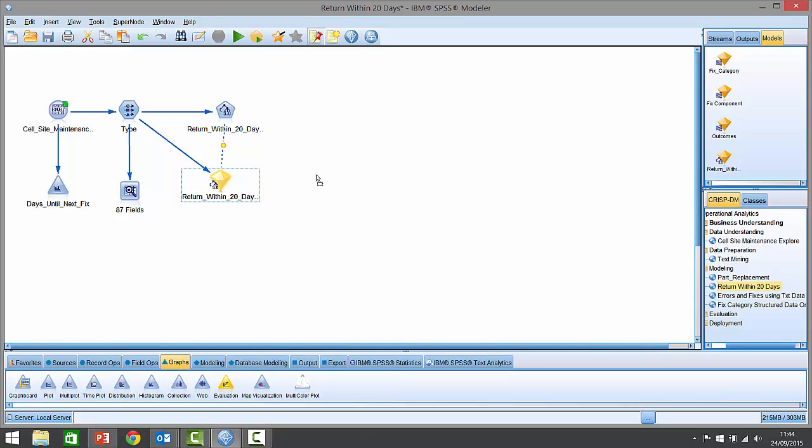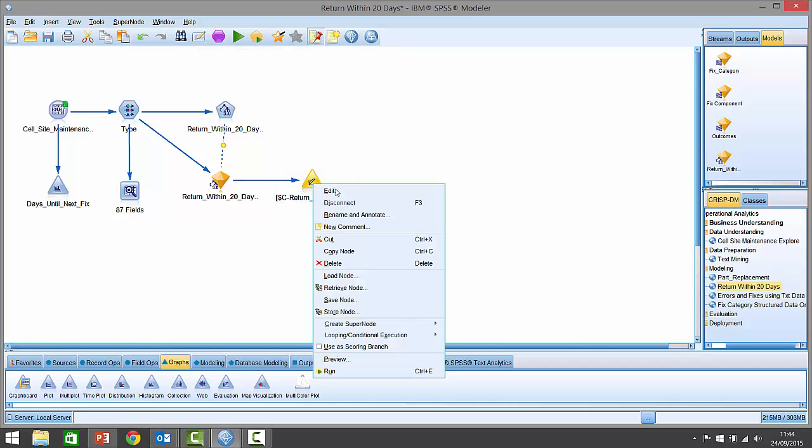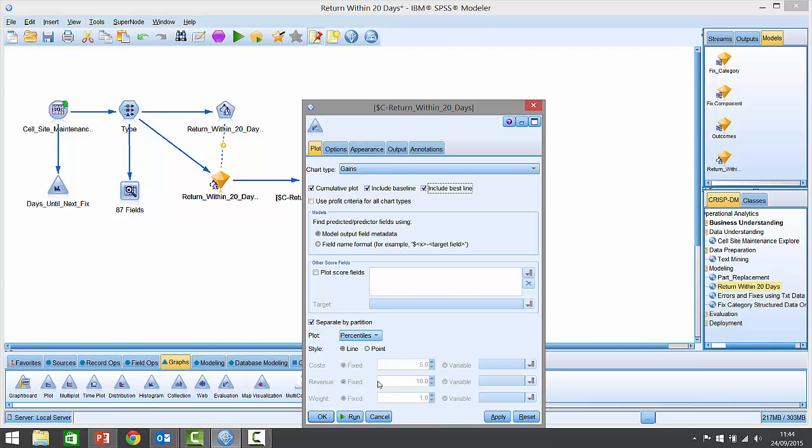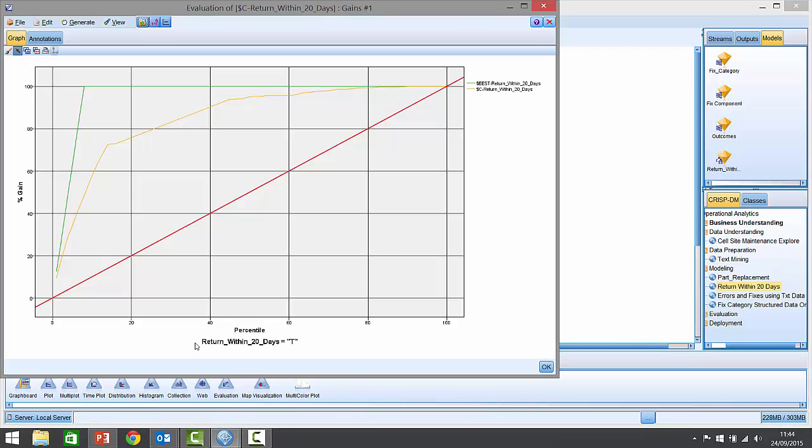But if I just want to have a quick look at how accurate it is relative to a random baseline, if I put a gains chart on here and click include baseline, I'll just focus on return within 20 days is equal to true. And of course, as we know, 8% of the time the sites have to be revisited within 20 days. So what we're saying here is if we had a perfect model, we could find 100% of the sites that needed to be revisited within 20 days from 8% of the data. And if we were dealing with a random model, of course, we could only find 8% of the sites that needed to be returned within 20 days from 8% of the data, because it's entirely random.